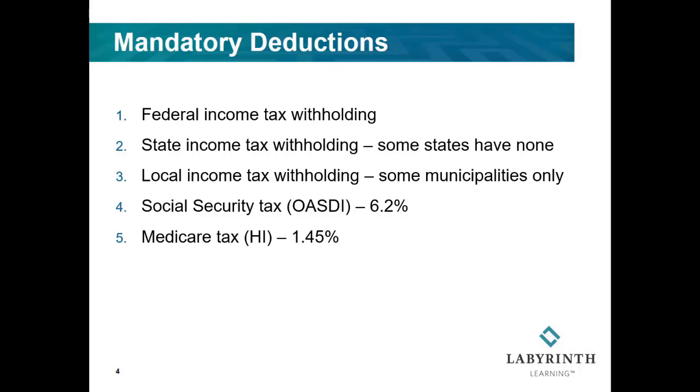Medicare tax, also known as hospital insurance. It covers health care for those over 65 years old and some disabled individuals. The amount of tax withholding is 1.45% of taxable income. Number 6, state disability insurance tax. This pertains to some states only, such as New York and New Jersey.